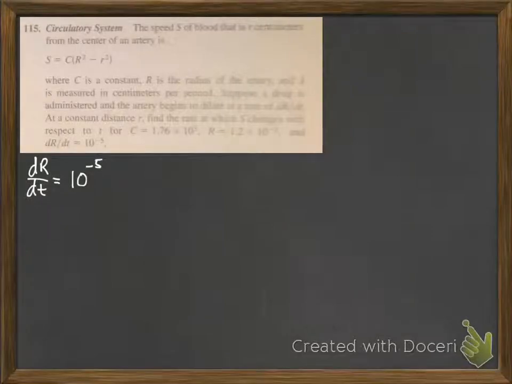Okay, so we have a problem here where blood is flowing through an artery at some speed. Actually, the speed is dependent upon how far the blood happens to be from the center of the artery. So capital R is the radius of the artery, and little r is a value that's dependent on how far away from the center of the artery you are.